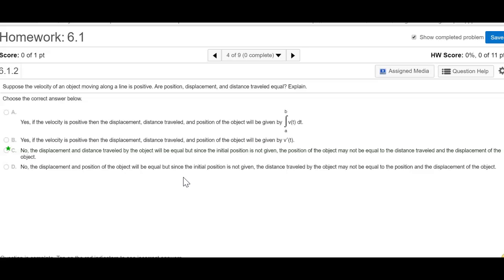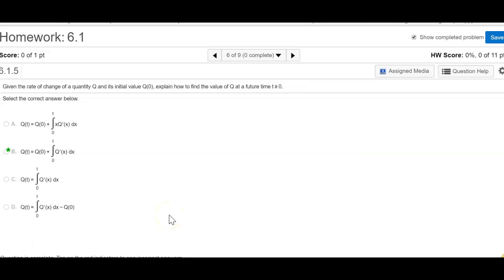But those things may not be equal to your position because you don't know where you started. Maybe you didn't start at the origin, maybe you're already 50 miles down the road. So the position may not be the same as that distance traveled and displacement, although those are both the same. So this has a little bit different terminology. It's just a little more general question, but we can think about it in terms of position, although it could work for other things as well.